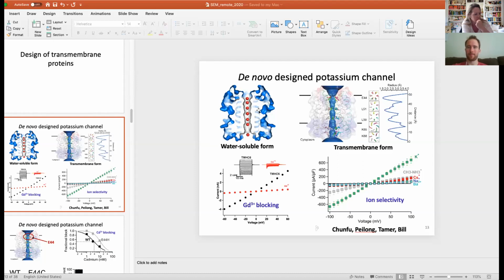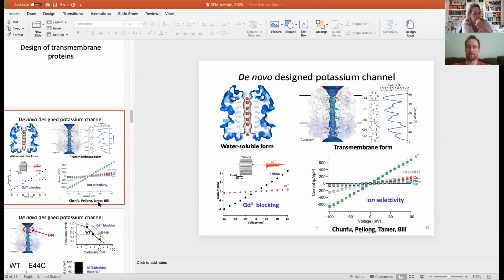Once we had designed the soluble protein, we incorporated it in the membrane by redesigning the outer surface so it was compatible with the membrane bilayer. In collaboration with Bill Catterall's lab, Bill's lab found that this protein is a quite selective channel for potassium. This is one expressed in insect cells, showing potassium over the other ions you can see here.